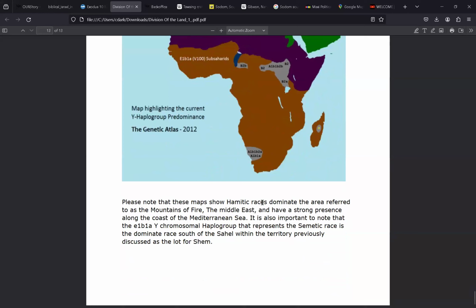Please note these maps show Semitic races dominate the area referred to as the Mountain of Fire, the Middle East, and have a strong presence along the coast of the Mediterranean Sea. It's also important to note that the E1B1A Y chromosome haplogroup that represents the Semitic race is the dominant race south of the Sahel, within the territory previously discussed as the lot for Shem.